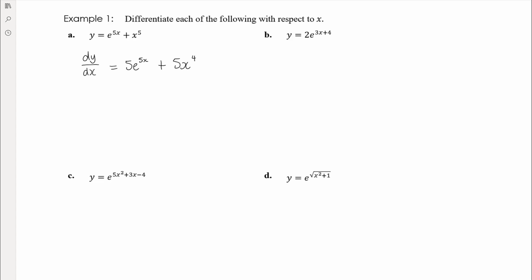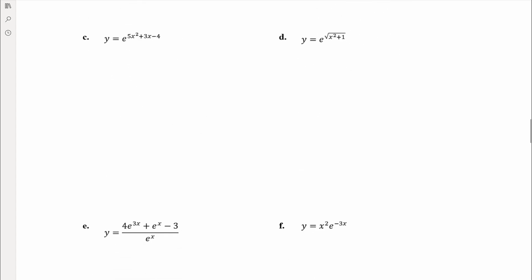Alright, part B, we've got 2 times. Remember numbers out the front don't change the derivative, so we can just think of this as 2 times whatever the derivative of e to the 3x plus 4 is. Thinking about your chain rule, the derivative of e to the 3x plus 4 is still e to the 3x plus 4, and then we multiply by the derivative of 3x plus 4, which is 3. So you get 3e to the 3x plus 4. Then we can multiply that together with the 2 in one step, so 6 times e to the power of 3x plus 4.